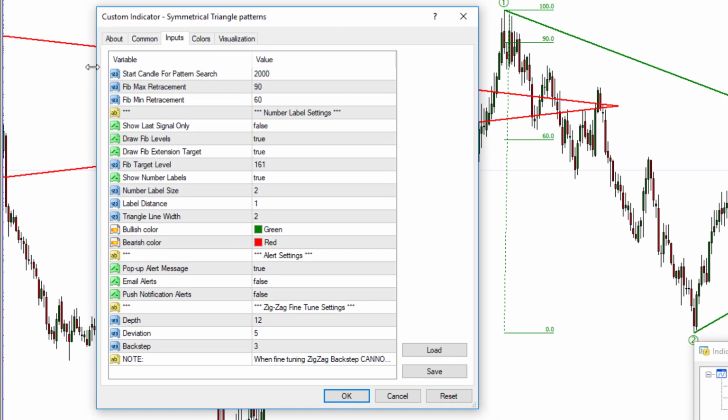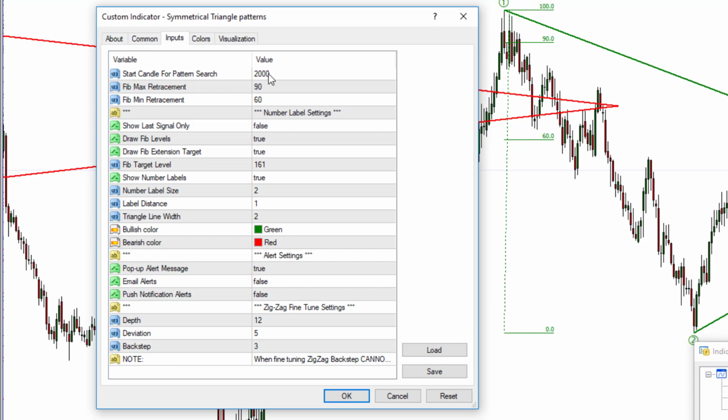So you can see here we've got a start candle for pattern search, and this is basically how many candles back you want the indicator to look for patterns for you. So this is really handy for back testing. You could set this figure to say 10,000 or 20,000 or however many you want to, and go and look at all the patterns that have been drawn on the charts in the past, and you can see how you would have entered them and where price got to and how many times it would have hit the targets that you've set. So it's a really handy feature for back testing.